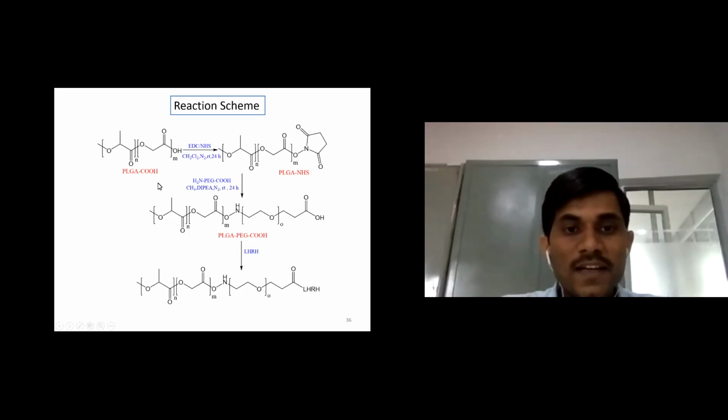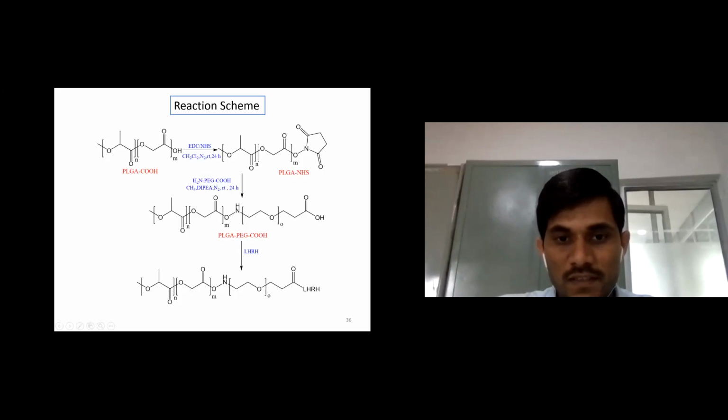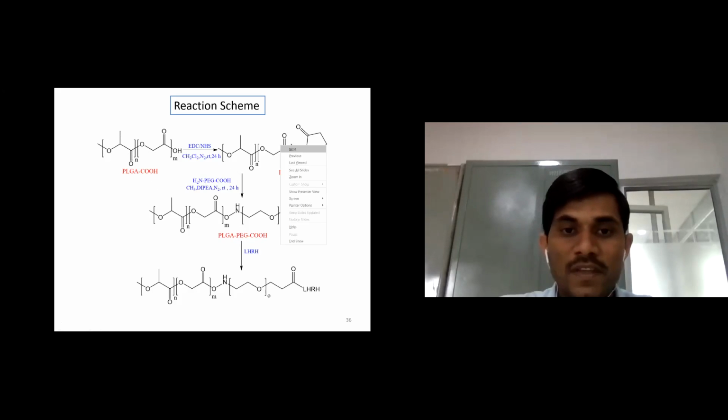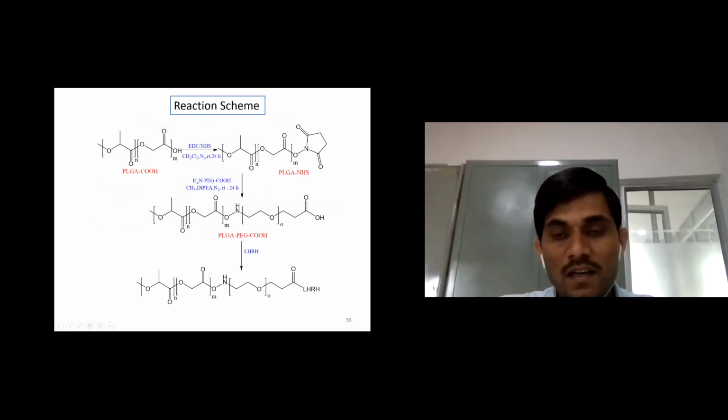Conjugating this PLGA with LHRH: first, we have activated this carboxy group with EDC NHS coupling. Then the amino group of this PEG is conjugated to this carboxy group, and which is again conjugated with the LHRH, which contains an amino group. This LHRH receptor is overexpressed in prostate cancer.